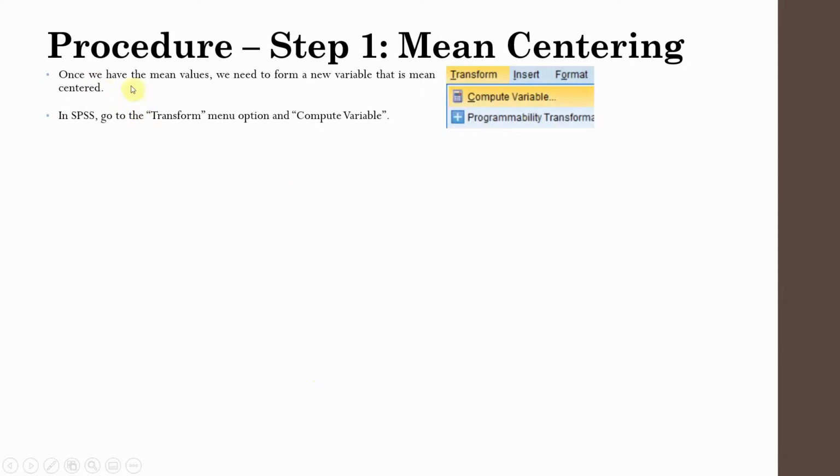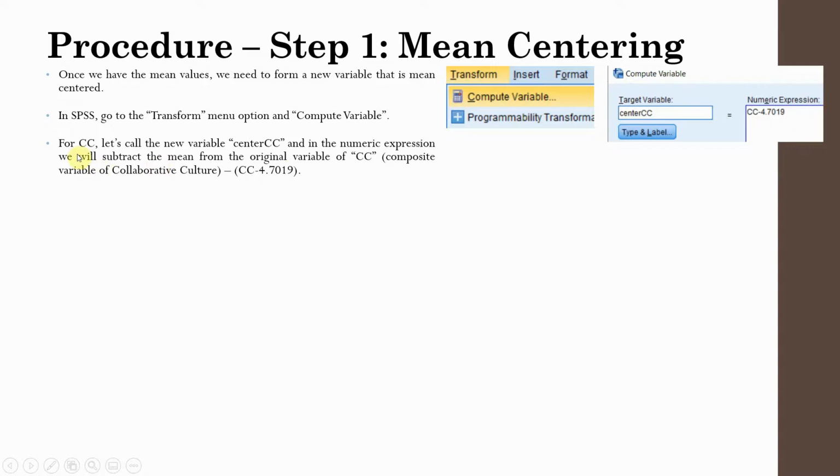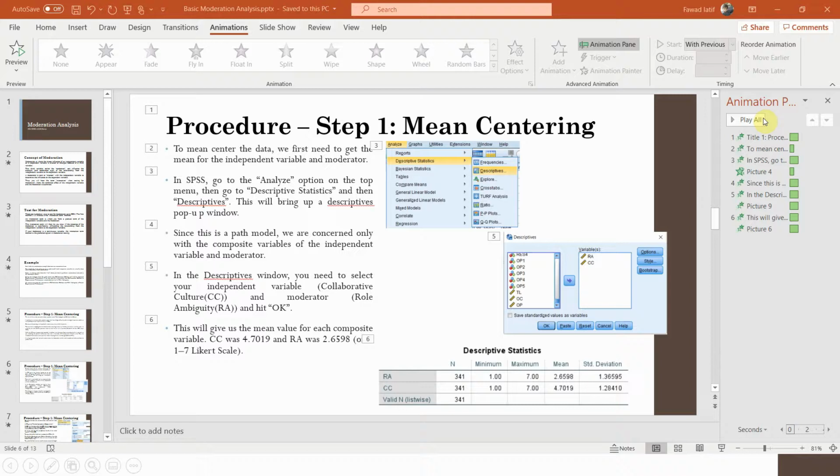The next step is, once we have the mean values, we need to form new variables, that is, those variables or your independent and moderating variable centered. In order to do this, you have to go to SPSS, transform menu, and then compute variable, because you are creating new mean centered variables. So how do we do this? For CC, we already have our composite variable CC that is formed through the mean of all the indicators for CC, and then we are going to subtract the mean value from each value of CC. How do we do this?